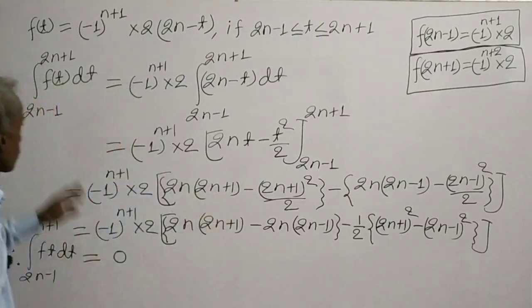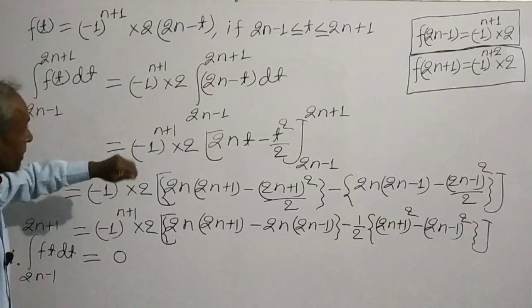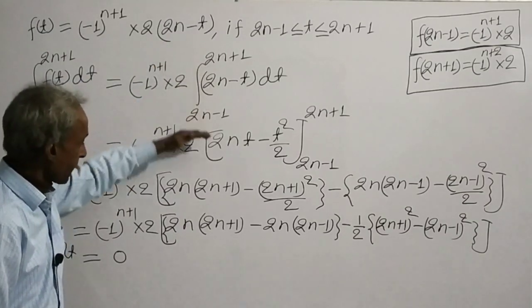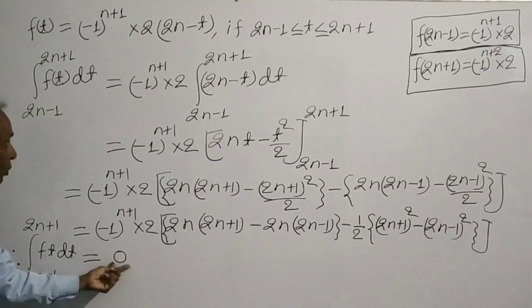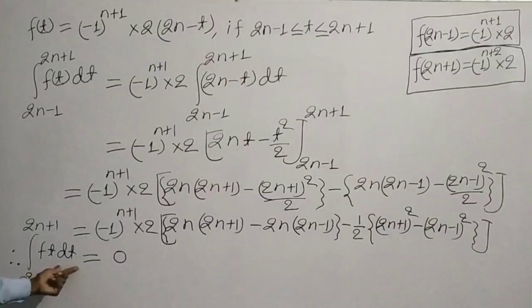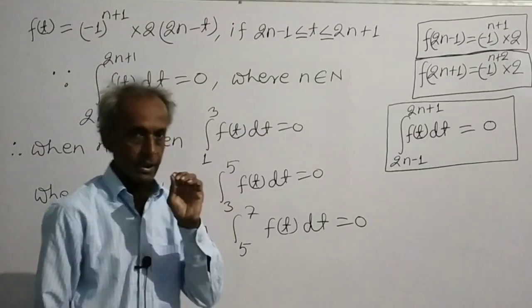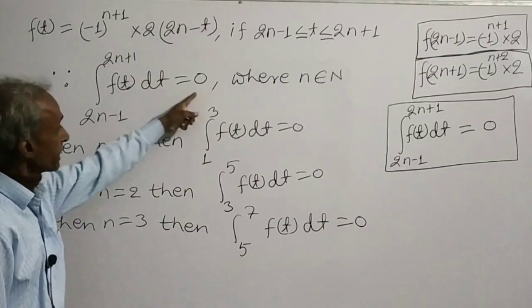Now we want to find the value of the integral of f(t) dt from 2n minus 1 to 2n plus 1, where f(t) is this function. We proceed like this and get its value 0. That means the value of this integral is equal to 0. Let us understand what is the meaning of this result.